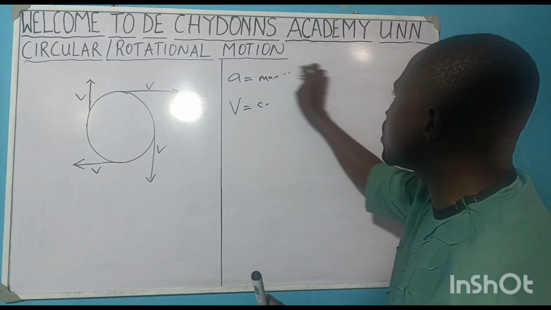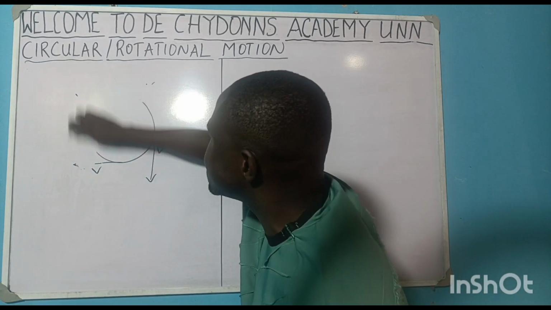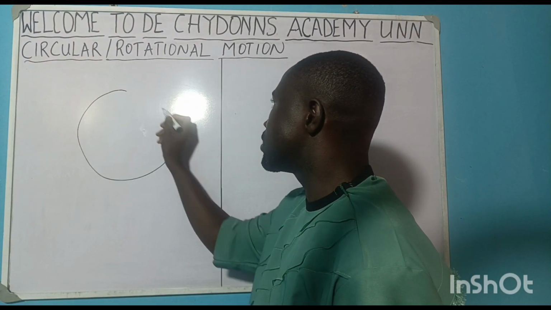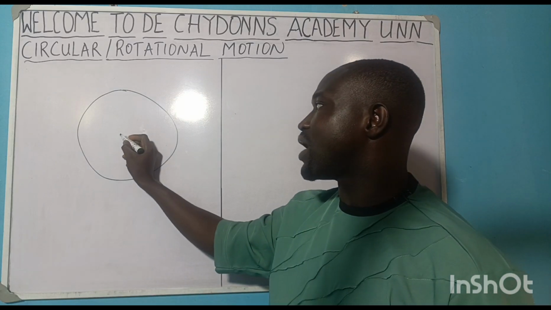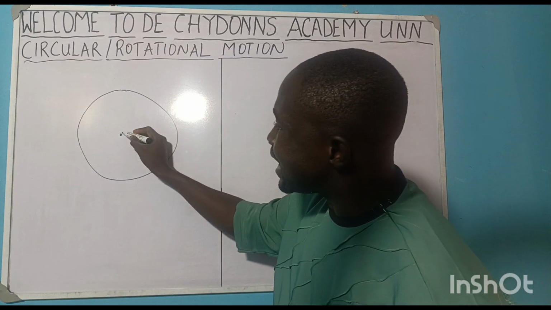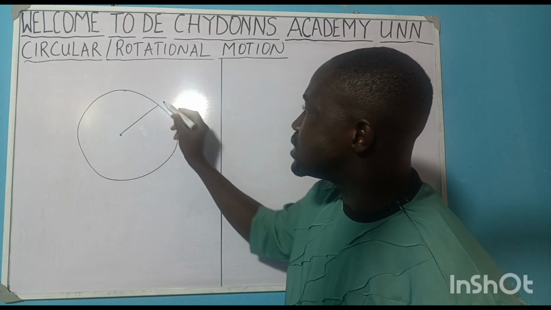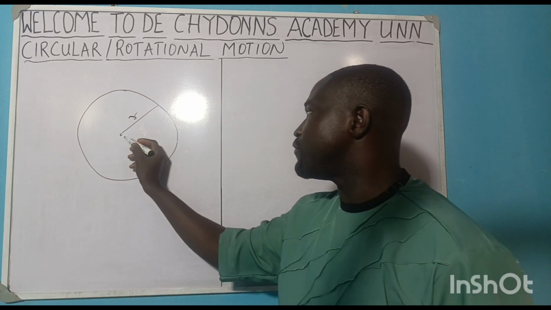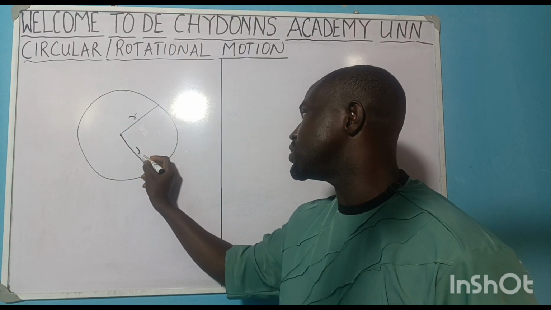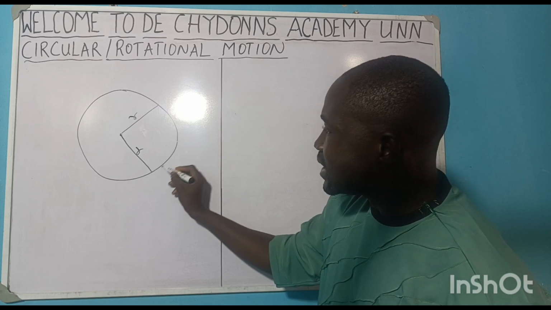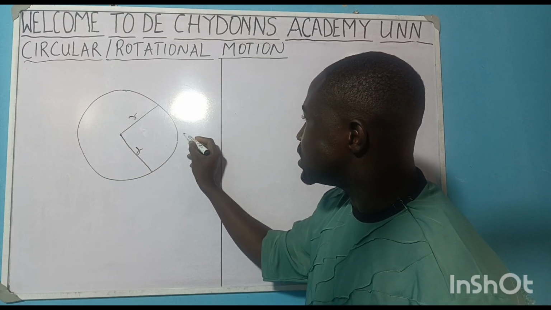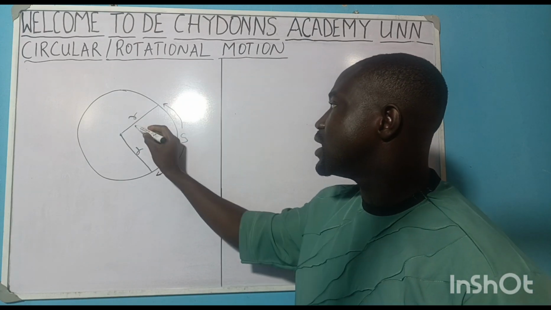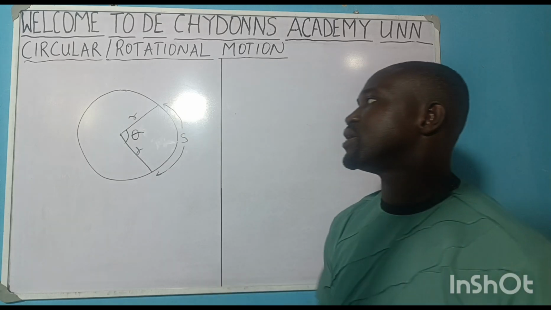Now, the first formula we want to look into is the formula that says you have a circle. As you have this circle, look at the center of the circle. Any line that is drawn from the center of the circle to the circumference, we call it the radius. If you have it again, you call it the radius. Here, from here to here, will be called the displacement, s. And here is the angle formed by the radius.